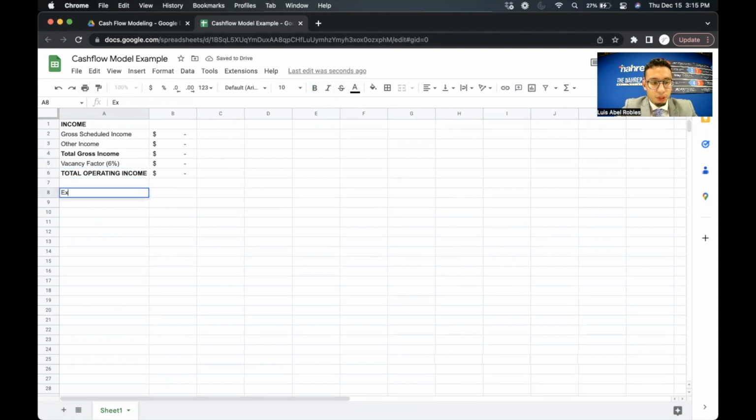All right, up next we're going to do expenses. I'm also going to bold that. Okay, it's going to be taxes, insurance, repairs / maintenance, management. If you have a property manager, those are going to be kind of the main ones that you're going to see. Let's just write other. Then we're going to write utilities.